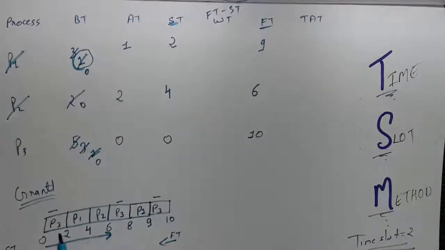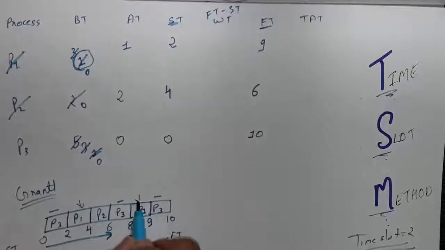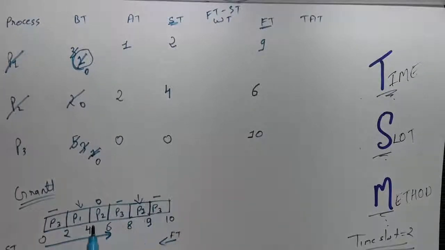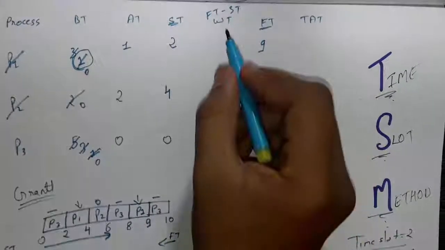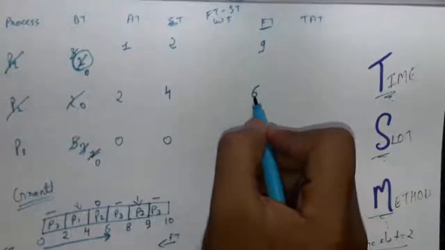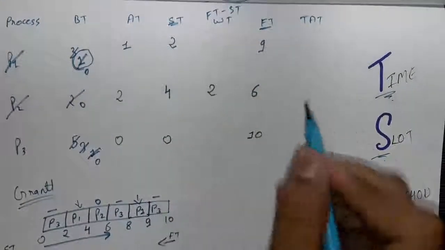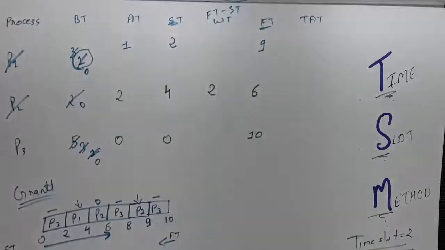The process P3 is divided into 3 parts. The process P1 is divided into 2 parts. Only P2 is executed in a single part. So we can find the waiting time just by directly calculating 6 minus 4, which is 2. But for P1 and P3 the formula will be a bit different.